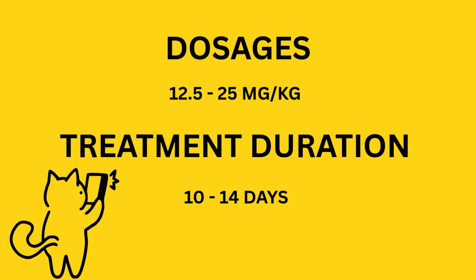The recommended dose of Clavamox for cats is 12.5 to 25 milligrams per kilogram orally every 12 hours. 12.5 milligrams per kilogram every 12 hours is the most commonly used regimen. Treatment duration generally ranges from 7 to 14 days, depending on the severity and location of the infection.